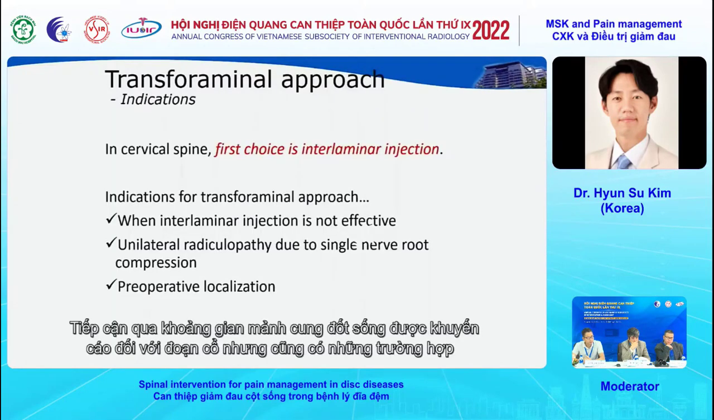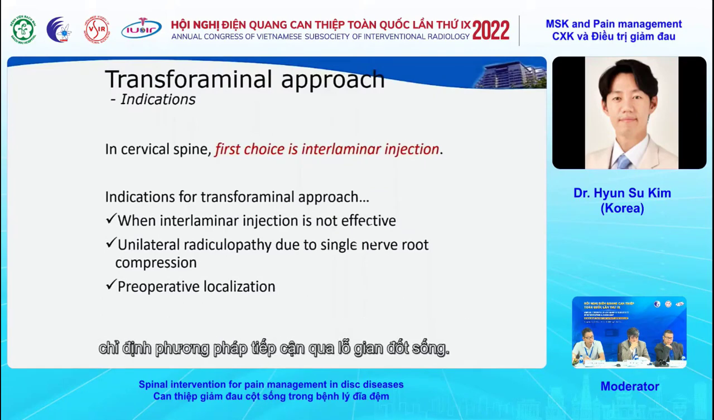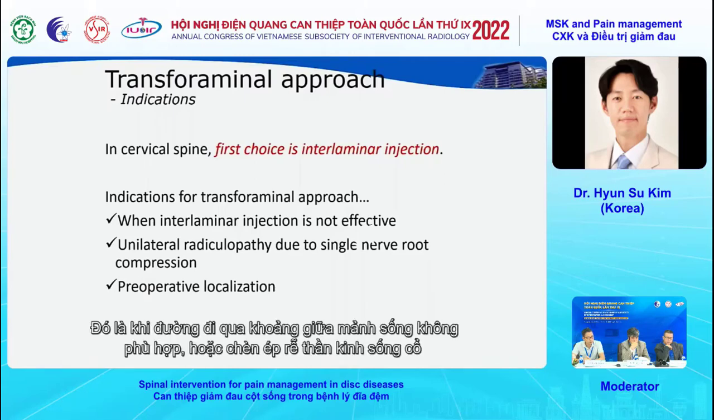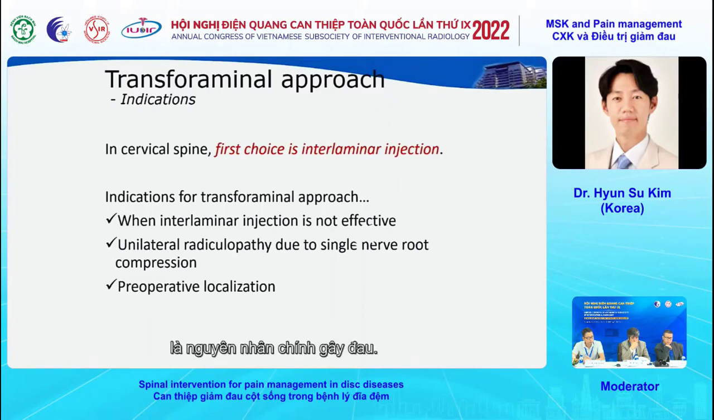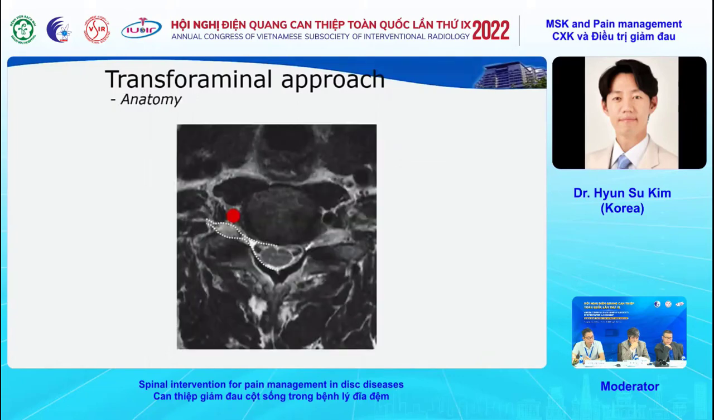As previously mentioned, the interlaminar approach is the recommended choice for the cervical spine, but there are a number of indications for the transforaminal approach. It can be performed if the results of the interlaminar approach are not satisfactory, or if a single cervical nerve root compression seems to be the main cause. The cervical neuroforamen faces anterolateral at about 45 degrees, so the patient is placed in the supine position.